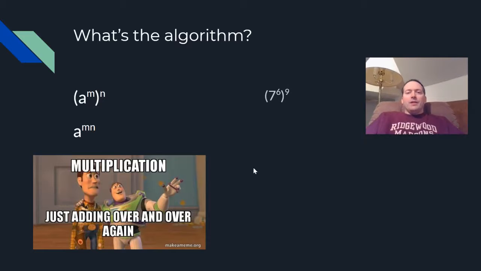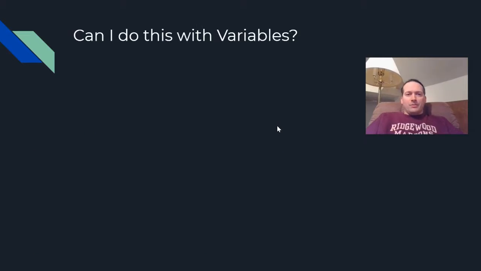Makes sense. So let's try it. 7 to the 6th to the 9th power. So that becomes 7 to the 6 times 9 power. Okay. And now 6 times 9 is 54. So 7 to the 54th power. That's all. What does that equal? I don't know. Something utterly massive. Doesn't matter right now.